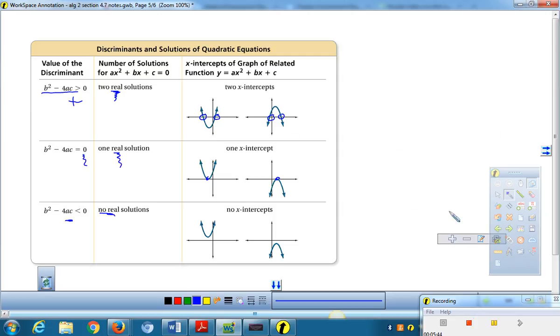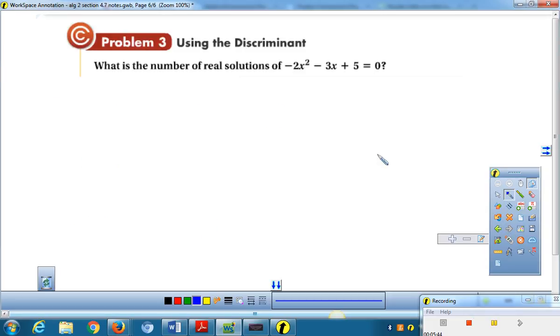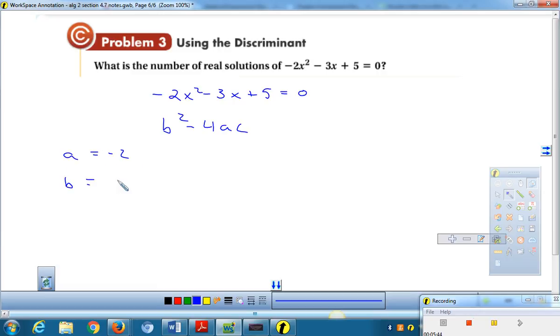All right, one last example. Simply, what is the number of real solutions for negative 2x squared minus 3x plus 5 equals 0? So if I'm not asking you what the solutions are, I'm just asking how many we get, then all you need to do is b squared minus 4ac. No root, no subtraction outside of that, no division. And what is our a? Negative 2. And our b? Negative 3. And our c? 5.